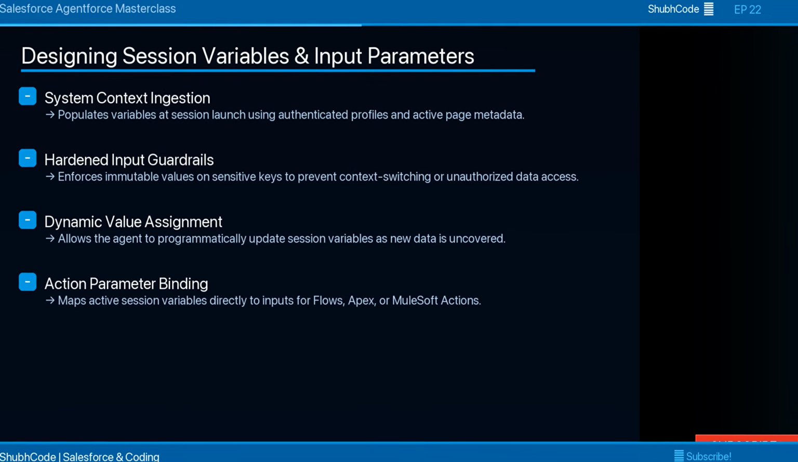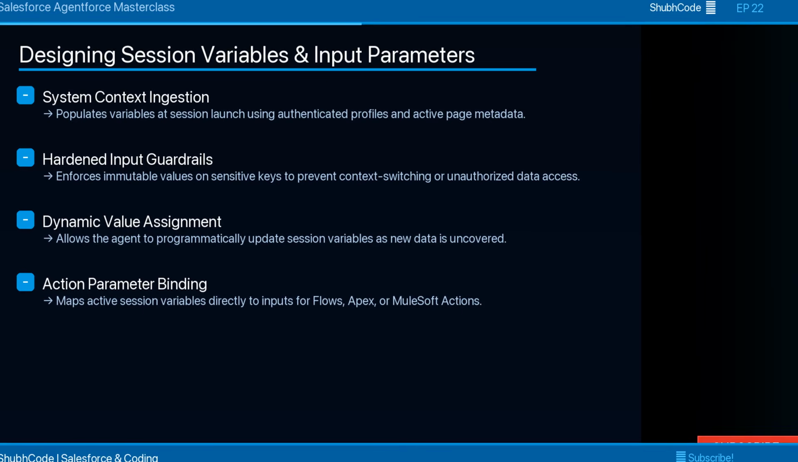Session variables are your secret weapon for building hypercontextual agents. When an agent session starts, you can pre-populate these variables using system context, such as the logged-in user ID, the page the user is viewing, or their recent purchase history from Data Cloud. These variables act as absolute truth guardrails for the agent. For example, if we lock the variable account ID based on the logged-in user, the agent cannot be tricked by a prompt injection attack to retrieve or modify order records belonging to a completely different customer account.